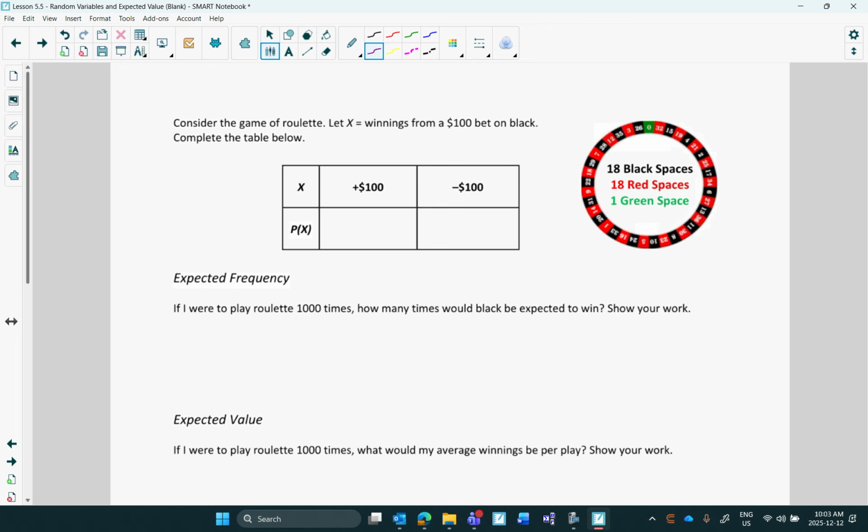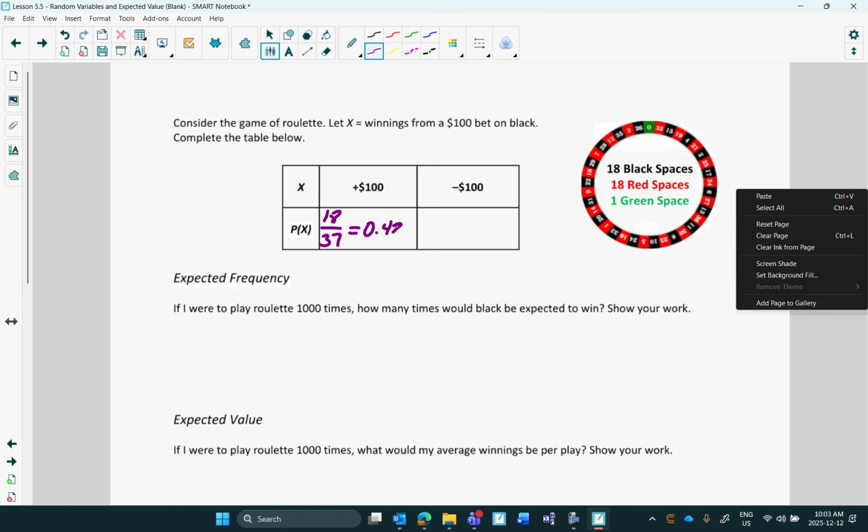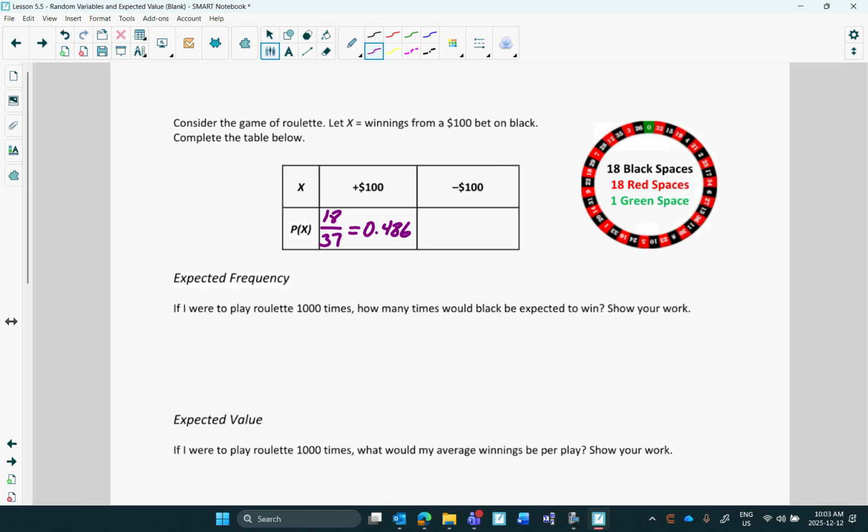If we get black, we get 100. If we get red or green, we lose 100. So what's the probability of getting 100? 18 out of 37, which is about 0.486. And therefore, the probability of not getting black is 19 out of 37. So slightly less than a 50-50 chance.